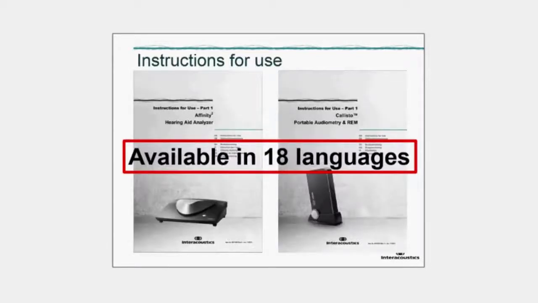Moving into the next screen, we've updated the Callisto instructions for use. The Affinity instructions for use is still unchanged, and this is available in 18 different languages. And this is a quick guide to get you up and running to install the software and to do the basic functions within the different modules.